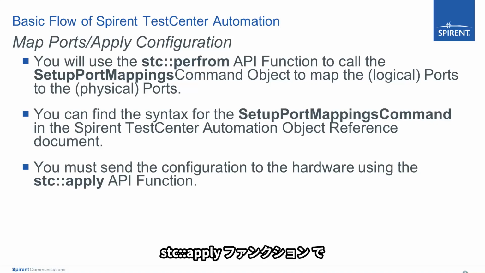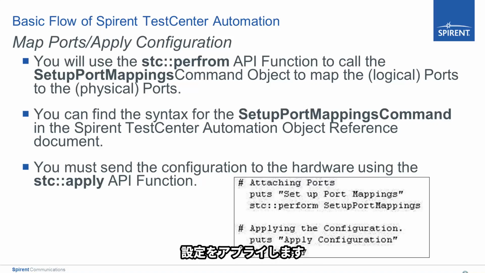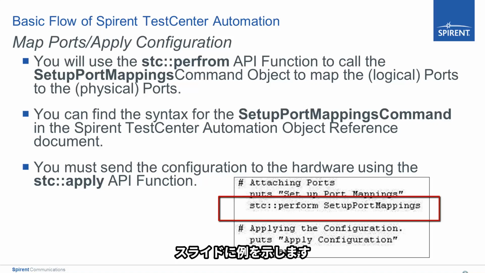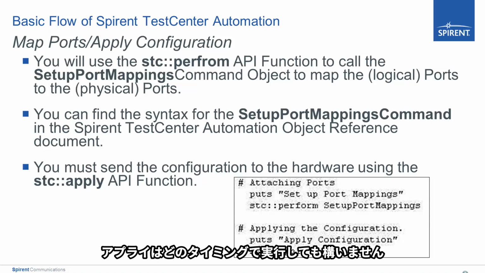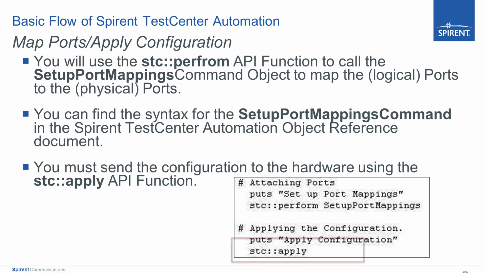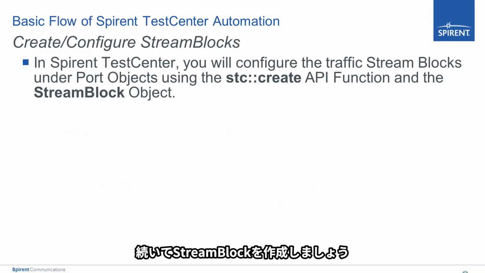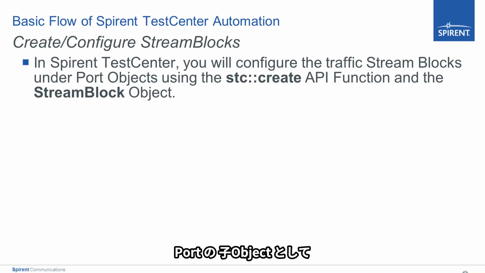And you must send the configuration to the hardware using the stc::apply API function. In our script example, when we are attaching the ports, we are performing the SetupPortMappings, and now also applying the configuration. Anytime you specify stc::apply, you are going to push the configuration that you have within the script down to the Spirent TestCenter chassis.